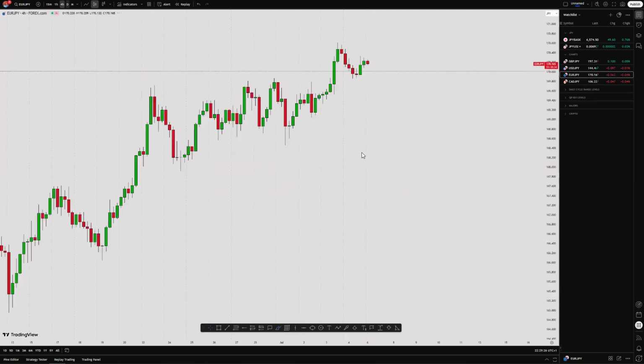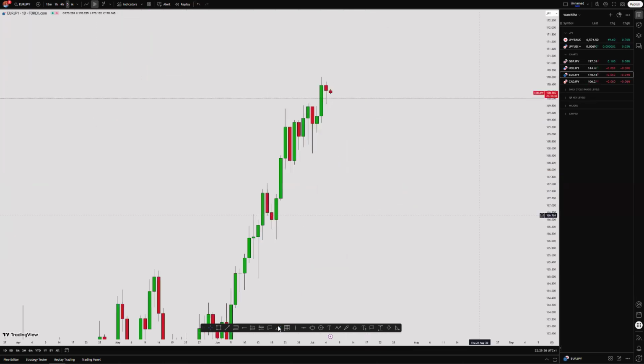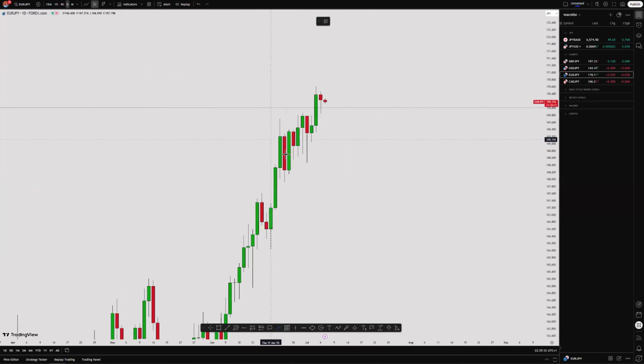Euro JPY, sorry about that. All right, so Euro JPY is very much bullish, as you can see here. We are still maintaining the bullish structure, higher highs, higher lows, higher highs, higher lows, higher highs, higher lows. And price can potentially give us that bullish continuation, still in alignment with what we have on the JPY basket.